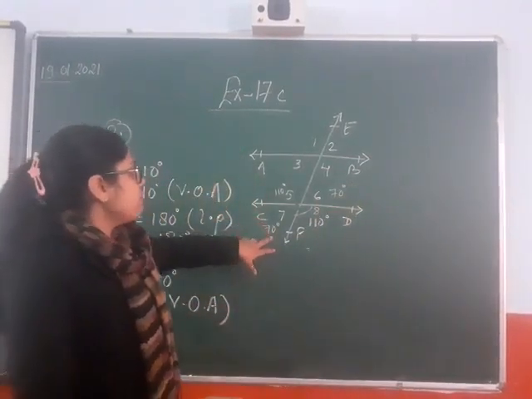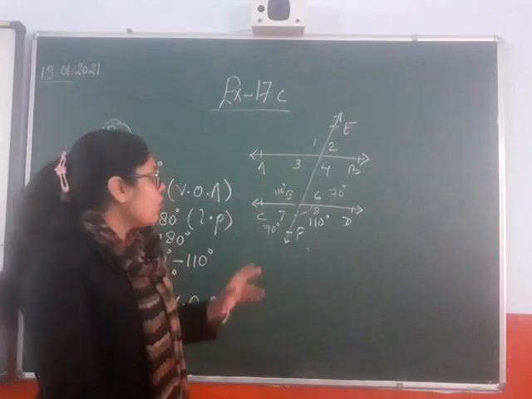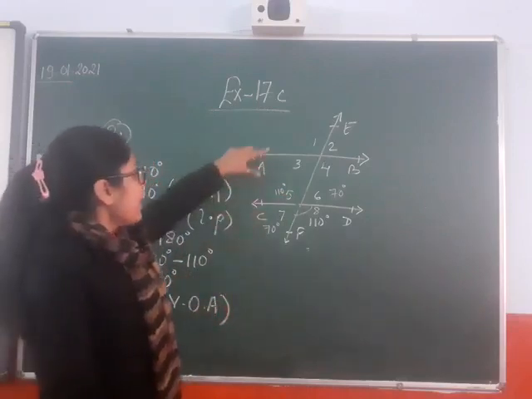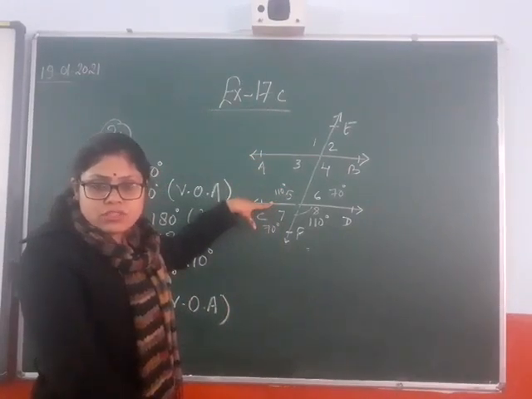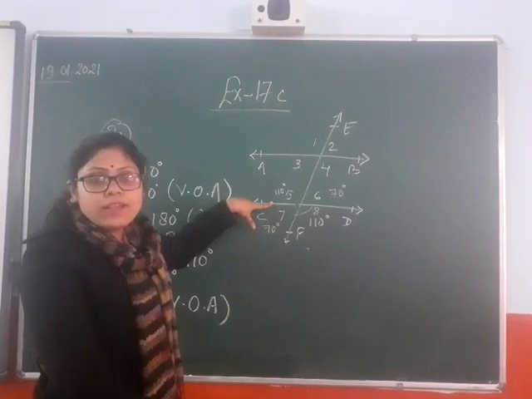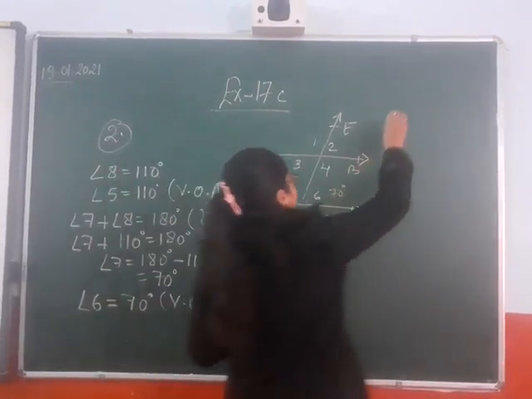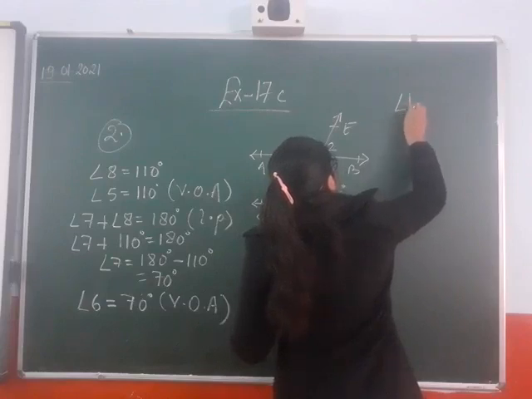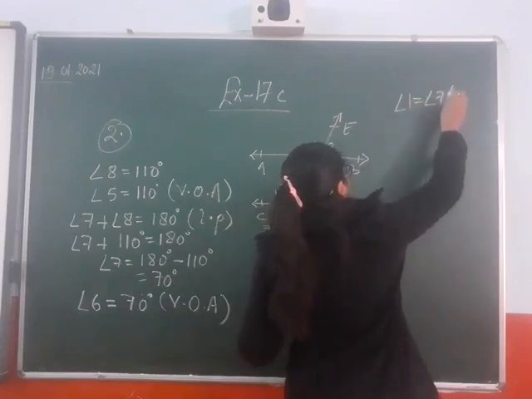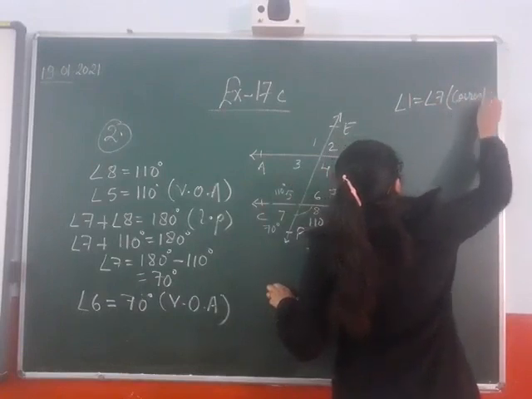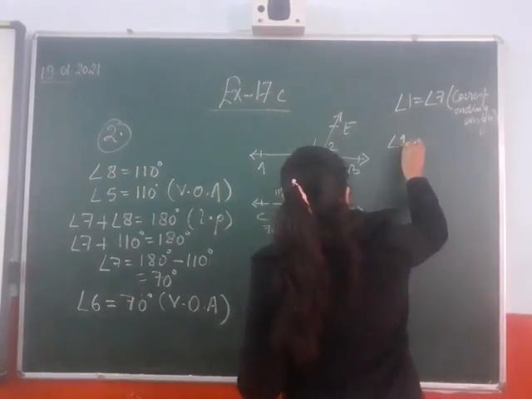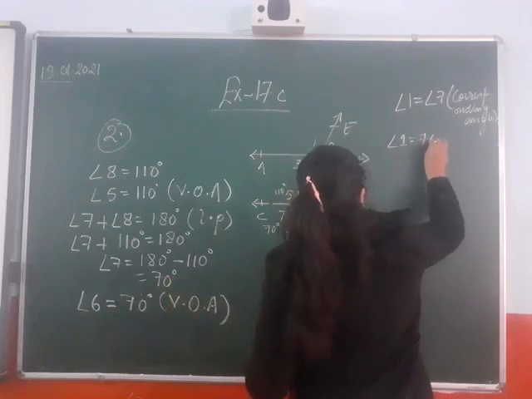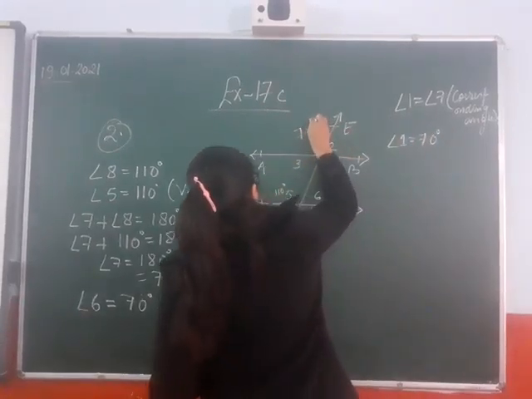Now, what will be the value of angle 3 or angle 1? Can you find it out? Angle 1 and angle 5, what are they making? Corresponding angles. As we just studied, corresponding angles are always equal. So angle 1 will be equal to angle 5. Why? Corresponding angles. So what will be the value of angle 1? What is the value of angle 5? 110 degrees. So I got this also.